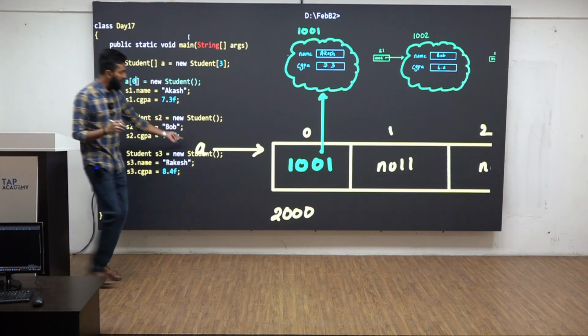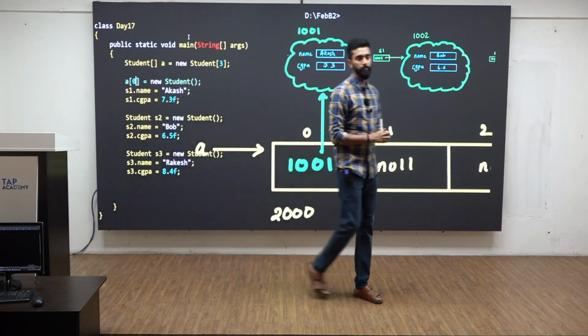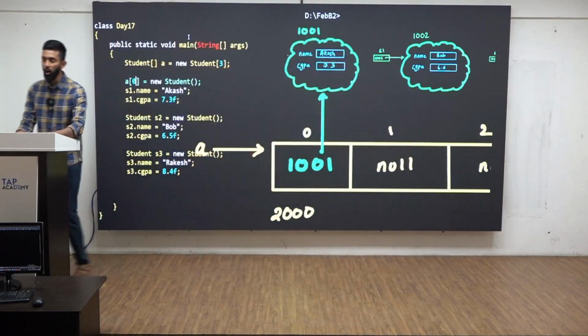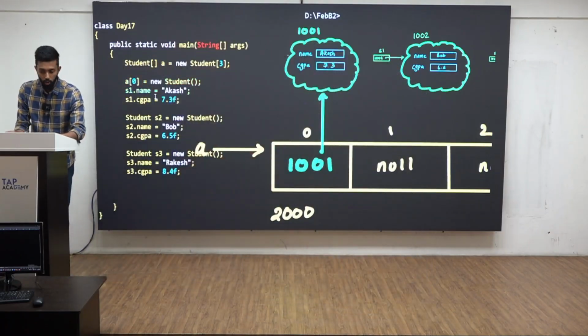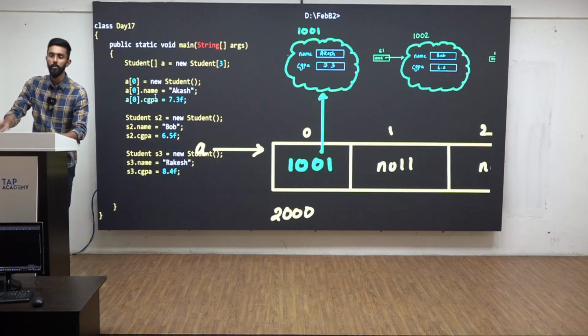So when you say A of 0, who are you referring to? The first student. Are you able to understand? Now you cannot write S1 dot name. Think and answer. What should you write? A of 0 dot name. That is the reference. You can't write S1 dot CGPA. You should write A of 0 dot CGPA. I think you understood. Correct or not?